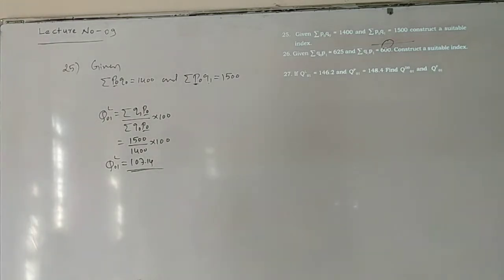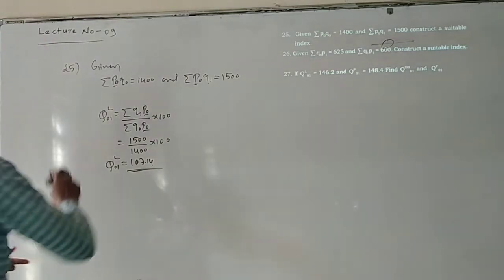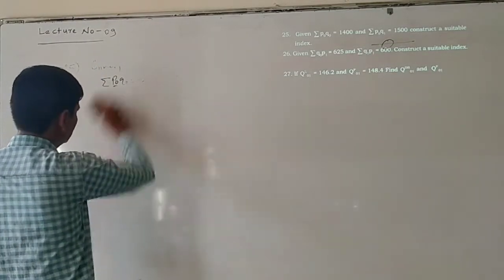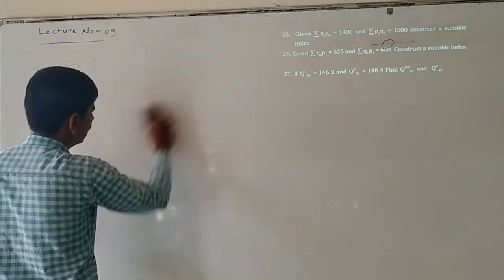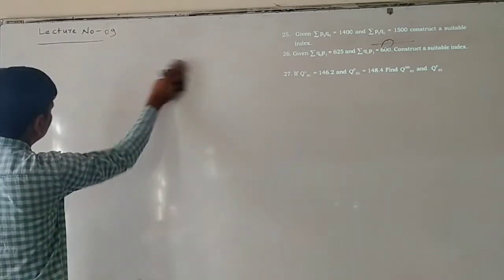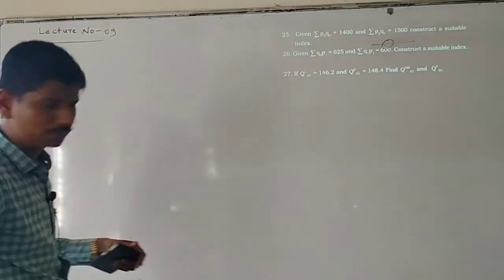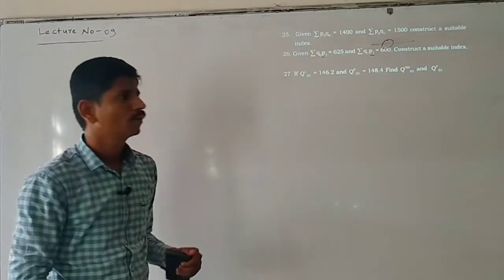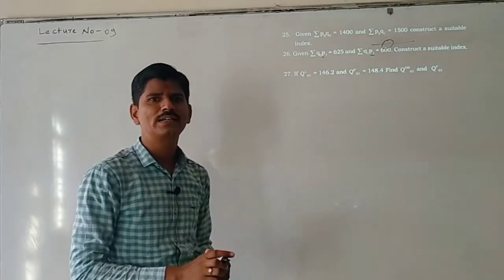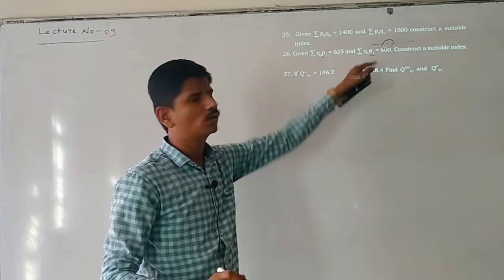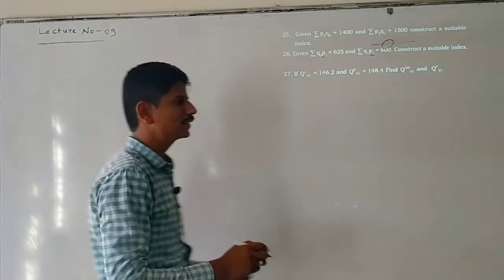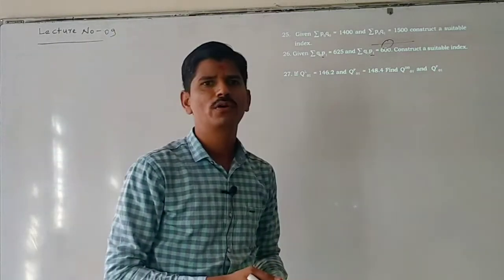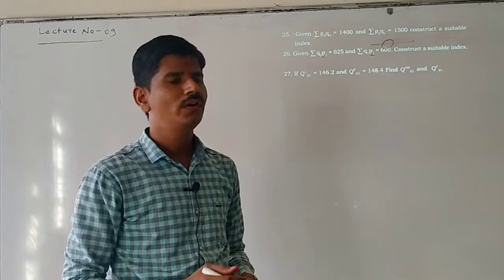Okay. The next problem, number 26. Given sum of Q0 is 625 and Q1 is 600. Construct a suitable index number. See here, P1 is on both sides. Here P1 deals with Paasche's quantity index number. Therefore, you have to apply Paasche's quantity index number, that is Q01P equal to sum of Q1 P1 by sum of Q0 P1 into 100.